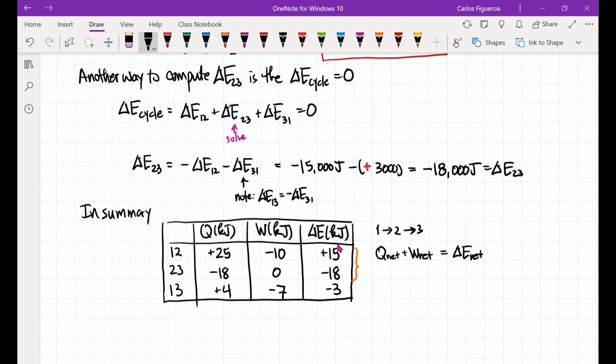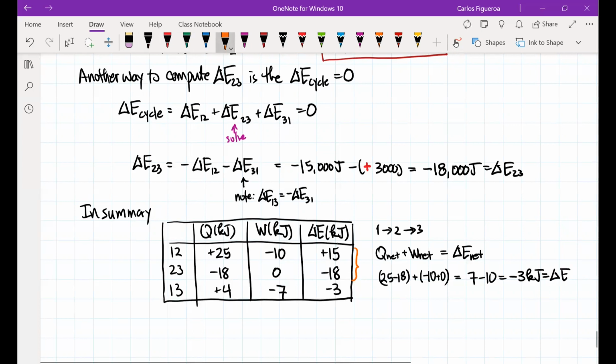So let's add these. If I look at the net heat, this will be 25 minus 18. The net work is going to be minus 10 plus 0. And if I compute this number, look what I get. This is going to be 7 minus 10, so it's minus 3 kilojoules for the whole cycle. And compare these two. Note that this one right here and this one are the same, as they should be.